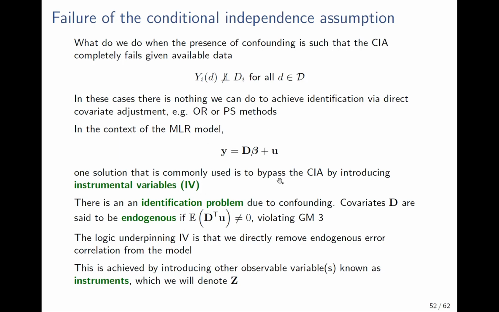Now, there's an identification problem in this model due to confounding, as I've just said. And this arises in the linear setting where the error term is not independent of the covariate. So the error term, U, is not independent of covariate vector D, and this violates Gauss-Markov condition 3. In the language of instrumental variables, we say that there's an endogeneity problem. And the logic underpinning instrumental variables is that we're going to directly remove this correlation problem from the model by introducing a set of observable variables known as instruments, which we're going to denote by bold Z.